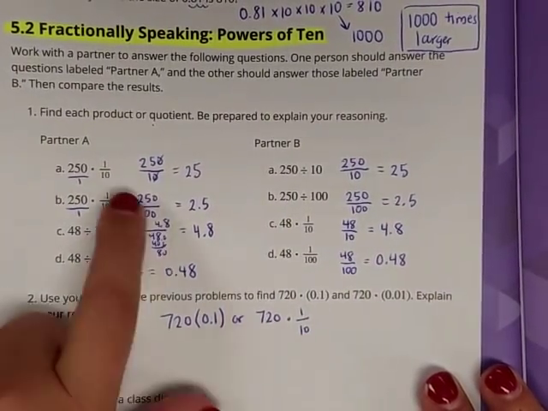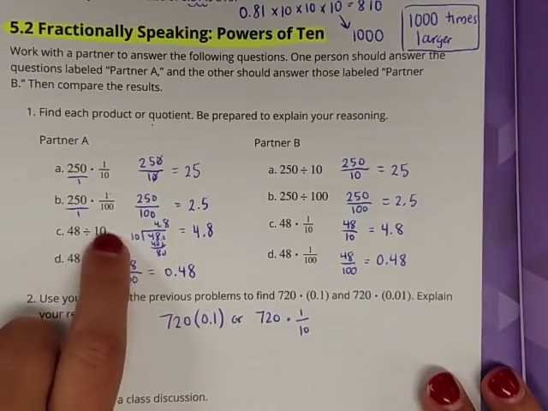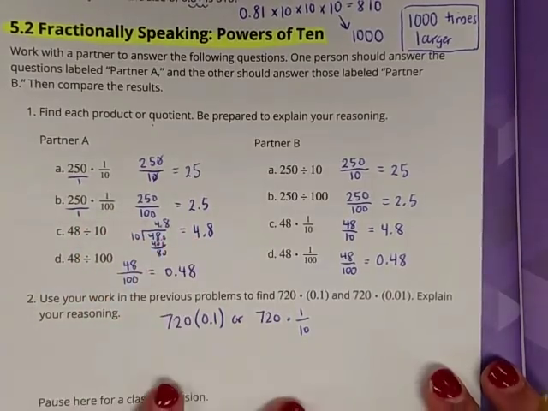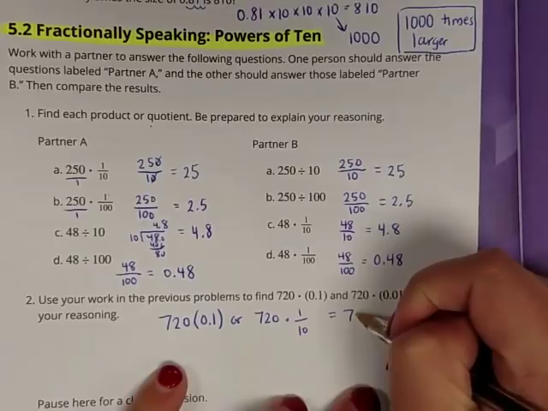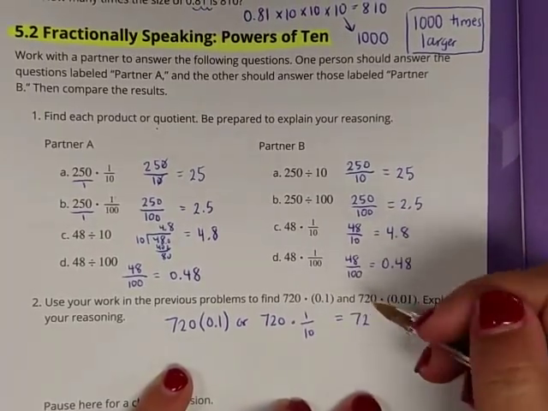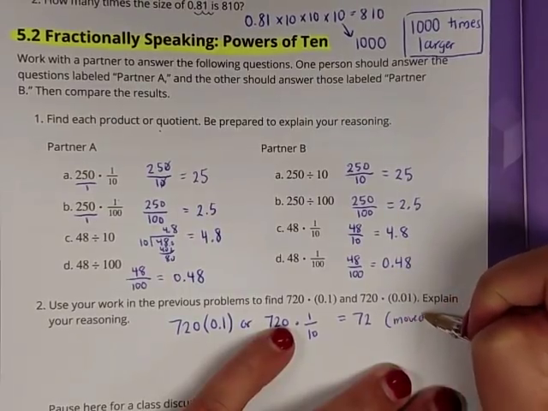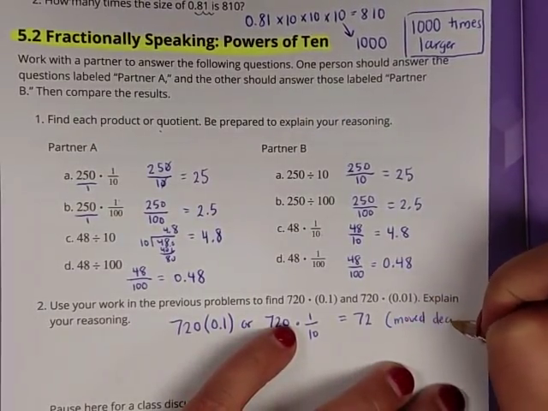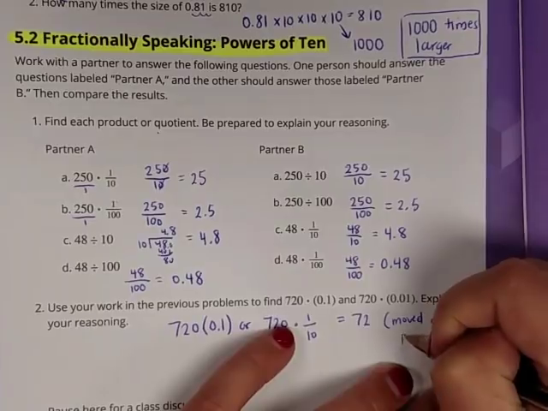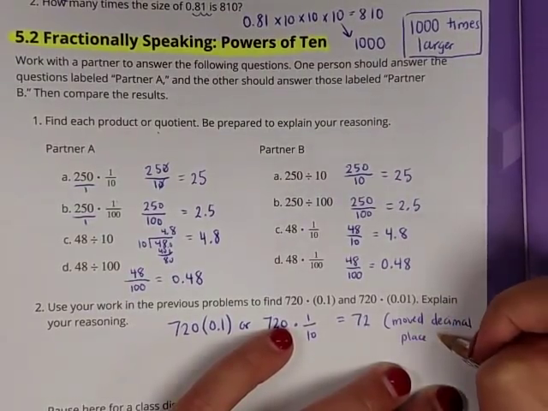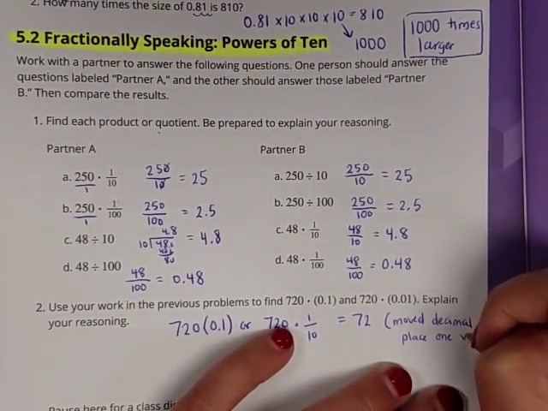So 720 times 0.1, or we can rewrite it as 720 times 1/10. Well, what was our rule? We multiply by 1/10 or divide by 10. We move the decimal one place over, so we know we're going to get 72. And what did we do? We moved the decimal place one value.